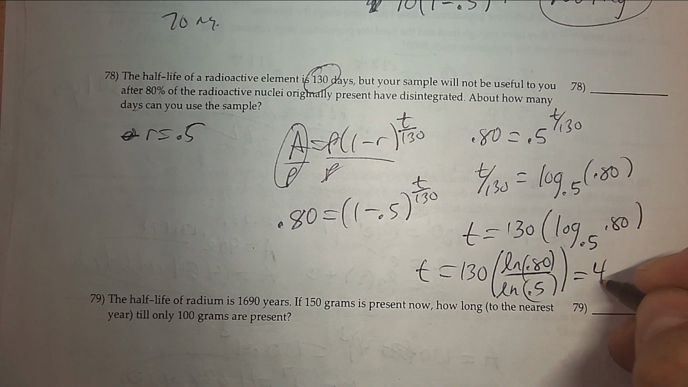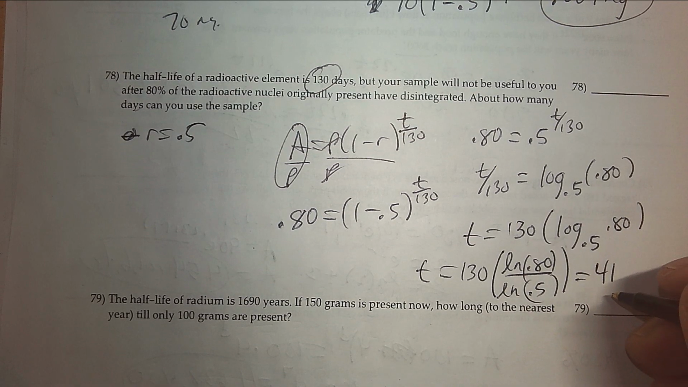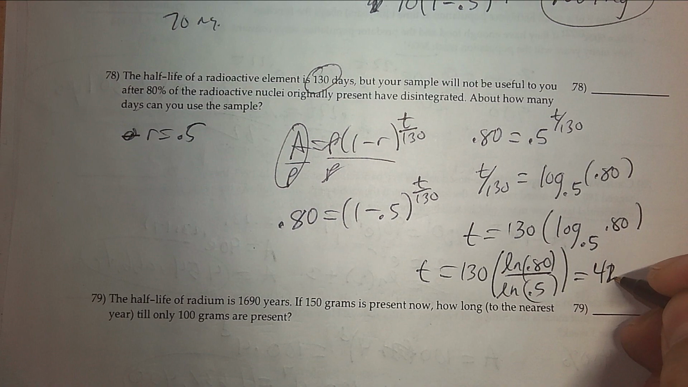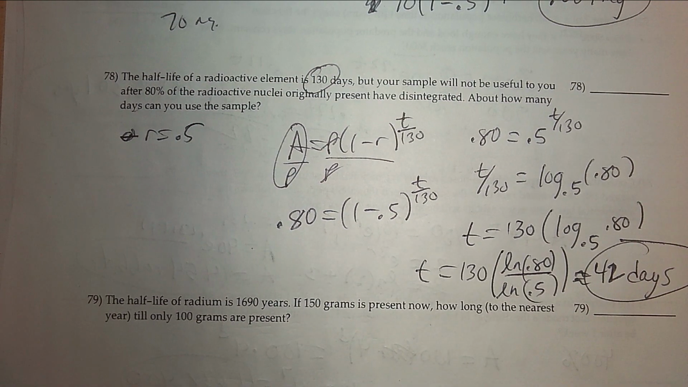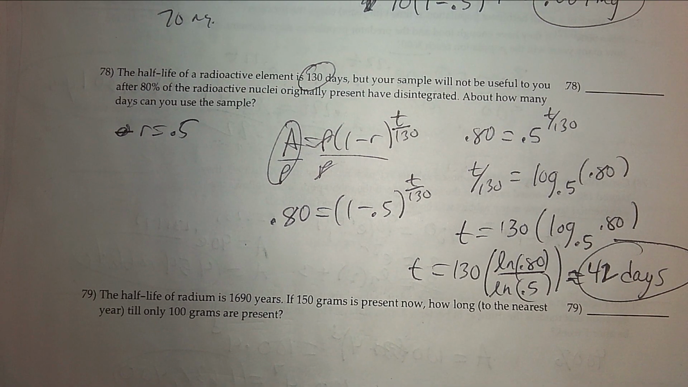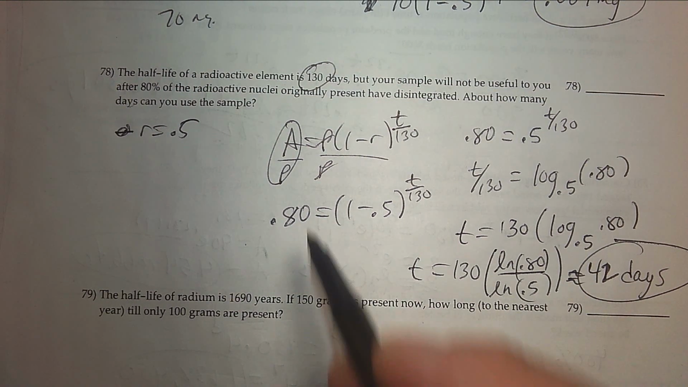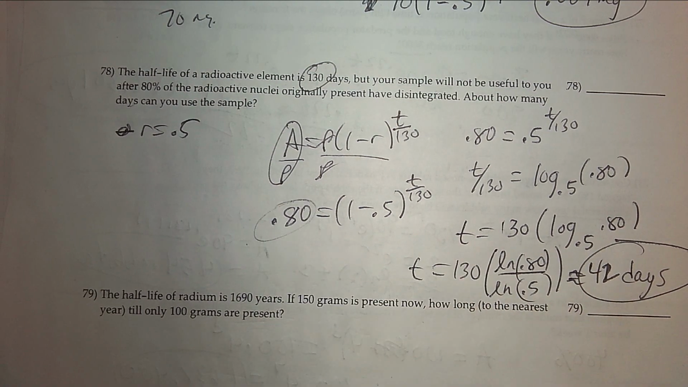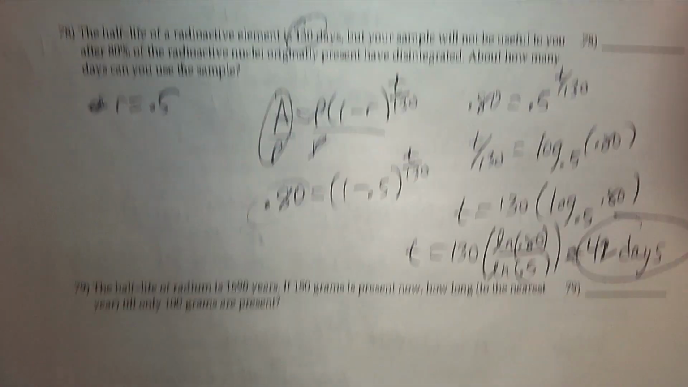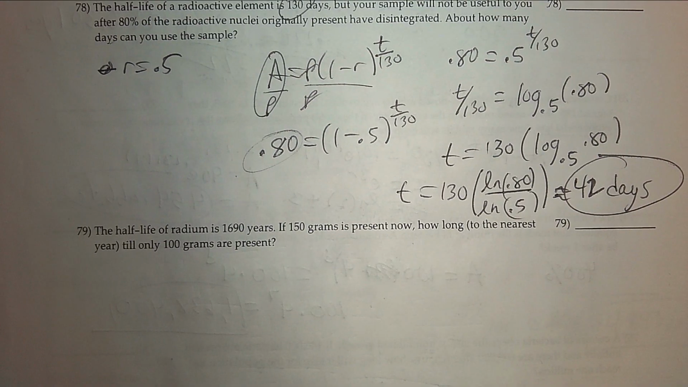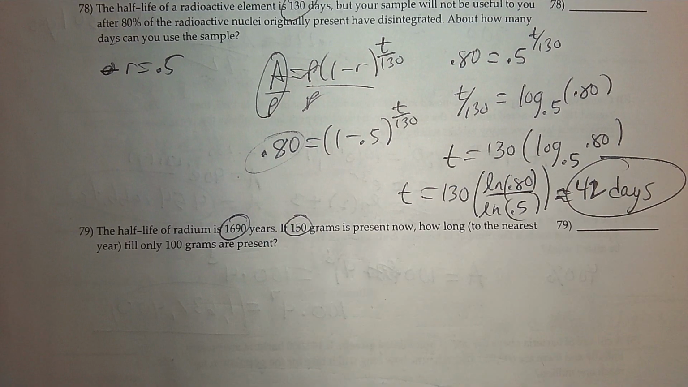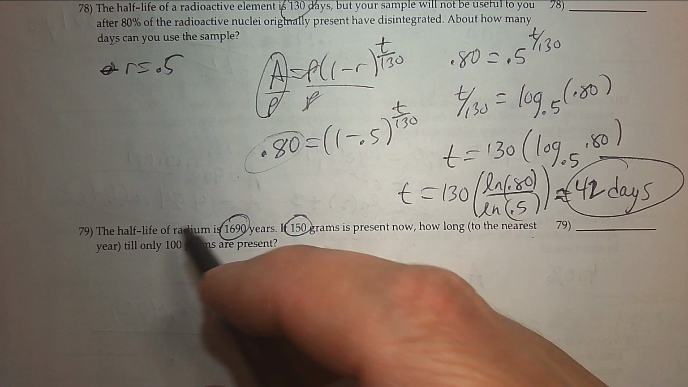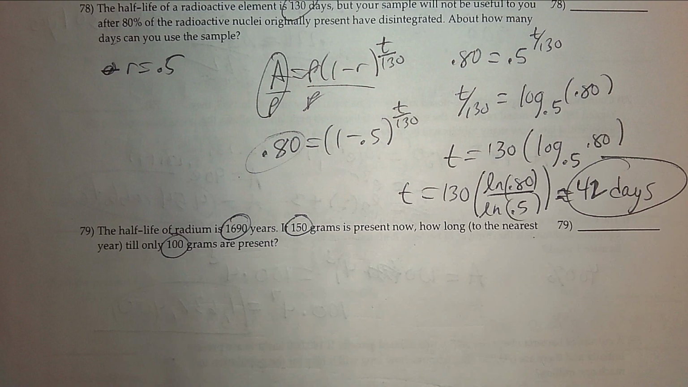And then the answer would be 41.85 days, or about 42 days. After 42 days, there's less than 80% left. All right, last one. The half-life of radium is 1,690 years. 150 grams is present now. How long to the nearest year till only 100 grams are present?